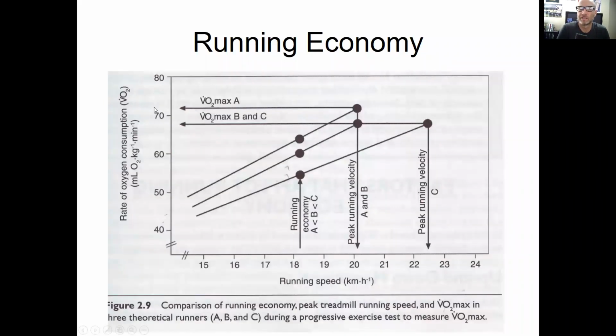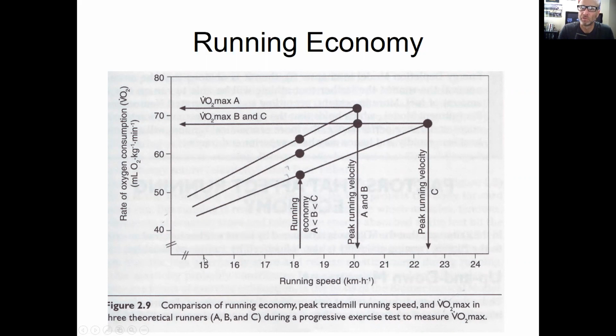This is in chapter 2, figure 2.9. This is an important figure to understand. On the y-axis is rate of oxygen consumption, mLs of oxygen per kilogram body mass per minute. And again, you may be familiar with saying mLs per minute per kg. Either way is fine. On the x-axis is running speed in kilometers per hour. And we've got 3 runners: runner A, runner B, and runner C. And these are VO2 data of these mythical runners.